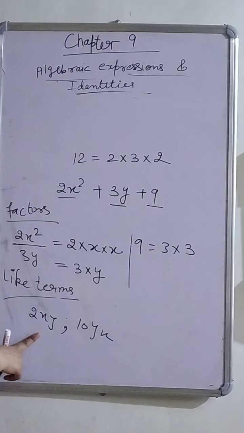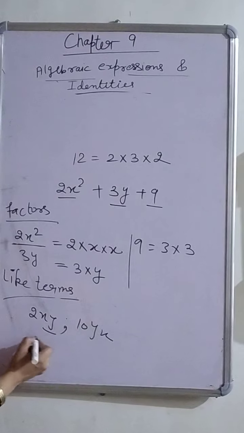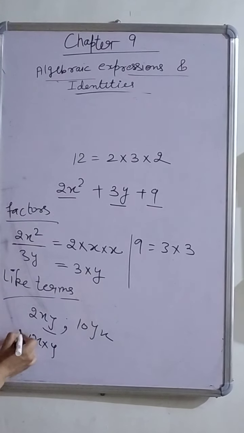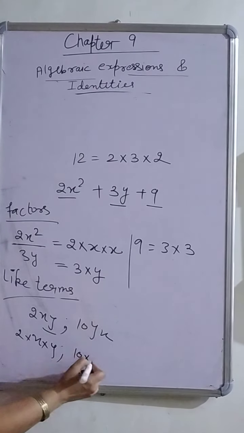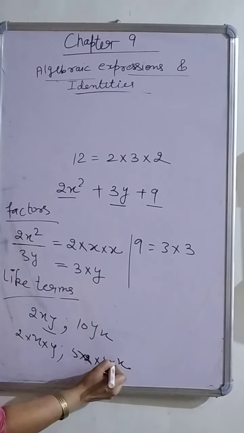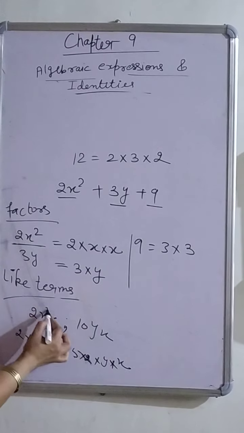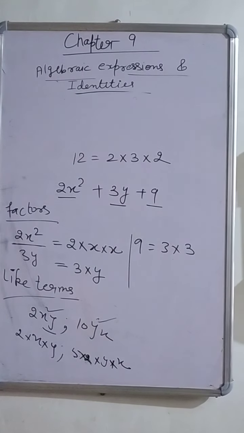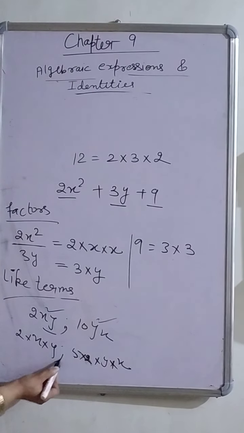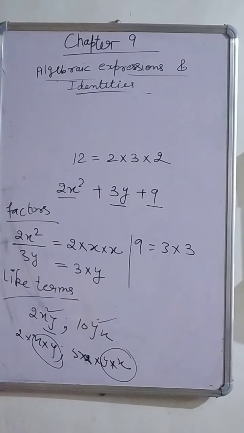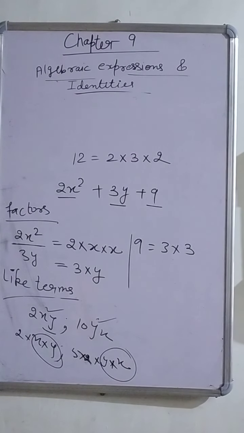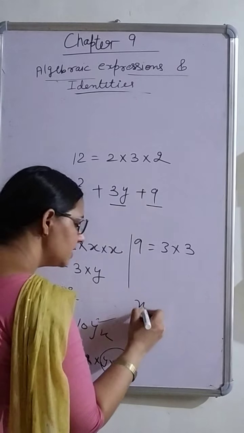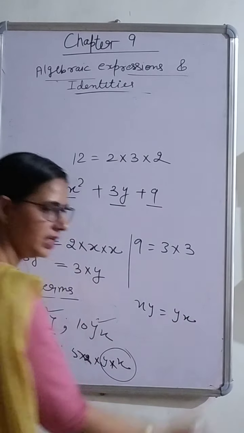What do we see? Variable factors. Here variable factor is x into y, and this will be 10, you can write 5 into 2, then y into x. Now you see, in the first it is given xy, in the second it is given yx. These are not alike, but we see only the variable factor. In variable factor here is x and y, here also x and y. So these are like terms. Why? Because xy is equal to yx.